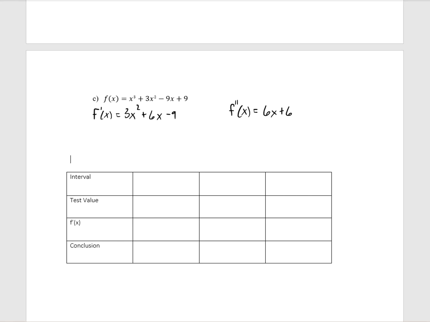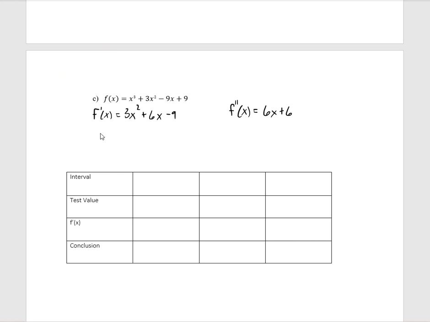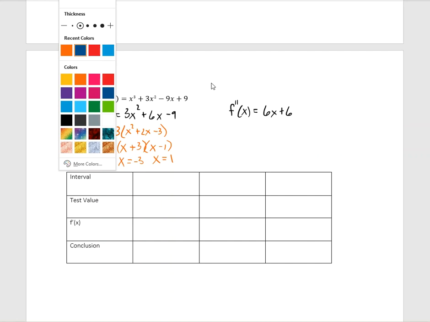So what I want to do is find where my first derivative is equal to 0. 0 equals, I'm going to factor a 3 out. And when I divide by 3, I will have x plus 3 times x minus 1. So I have x equals -3 and x equals 1. Now, if I was looking for points of inflection or intervals of concavity, I would do the same thing for the second derivative. But I'm not looking for that in this particular set of instructions.